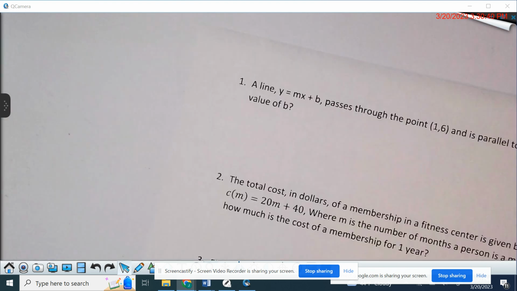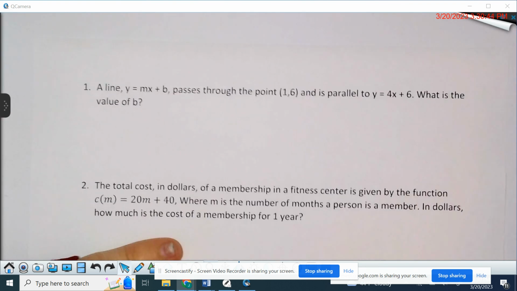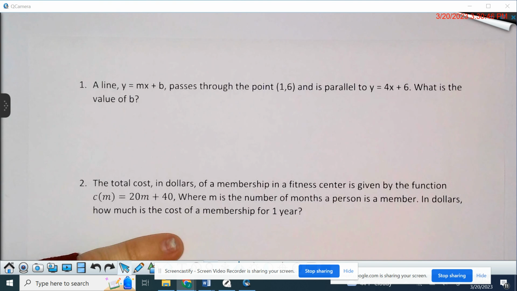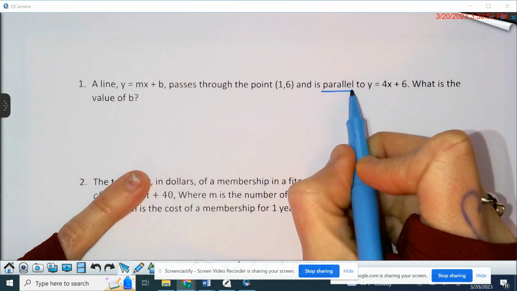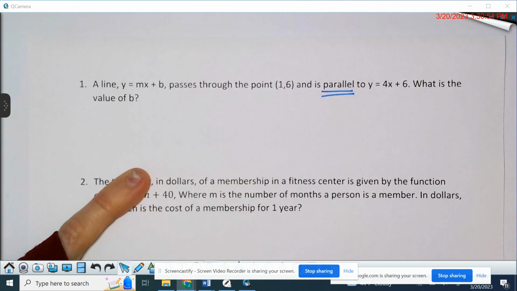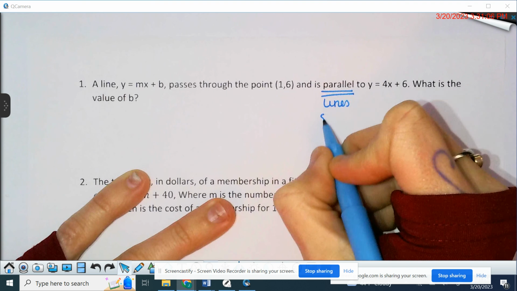All right. These came from the actual state packet. A line y equals mx plus b passes through the point 1, 6 and is parallel. So stop reading. As soon as you see the word parallel, what did you think in your head? Or what should we think in our head? Same. Good. Parallel lines. Same slope.